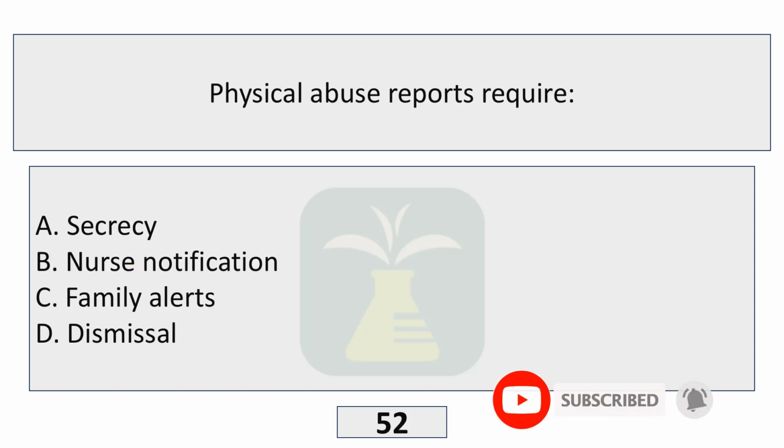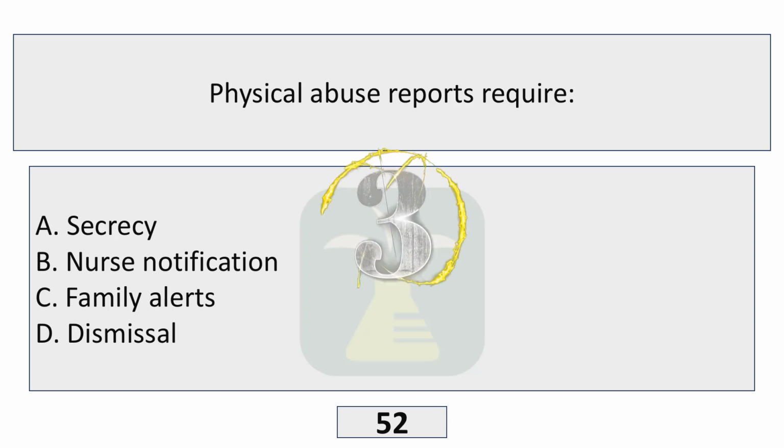Physical abuse reports require A. Secrecy. B. Nurse notification. C. Family alerts. D. Dismissal. Correct answer, B. Nurse notification. Mandated reporting ensures resident safety and legal compliance.